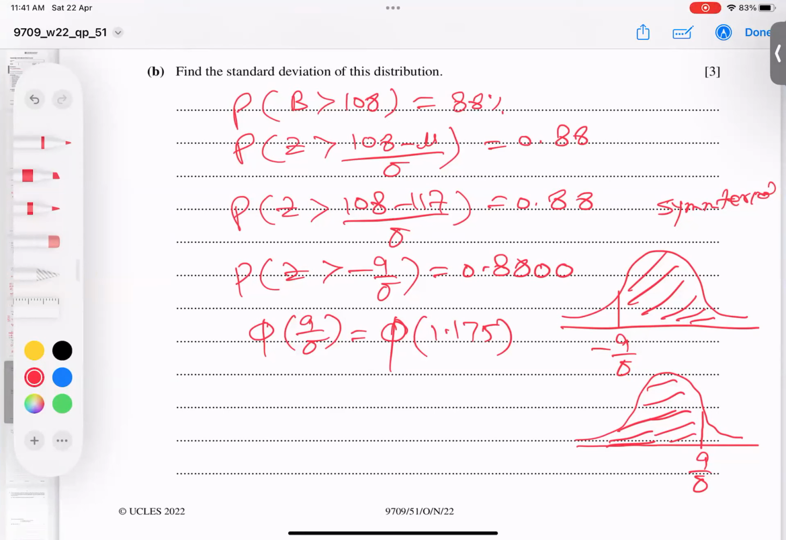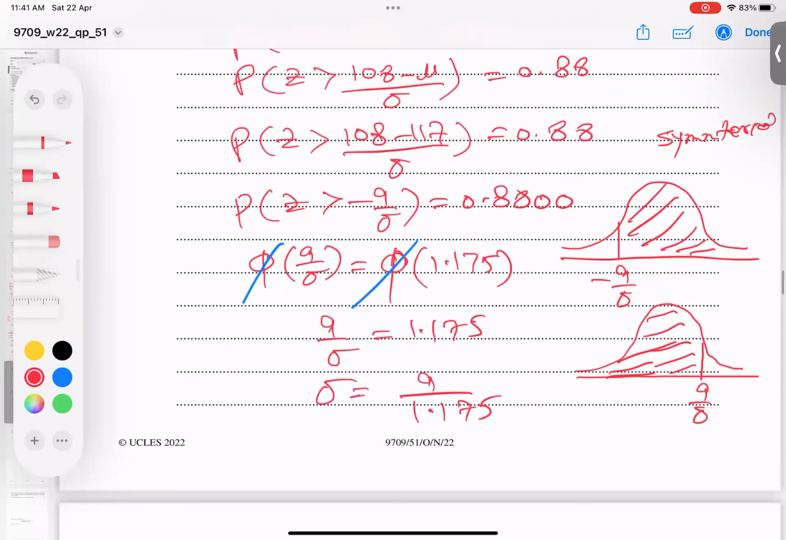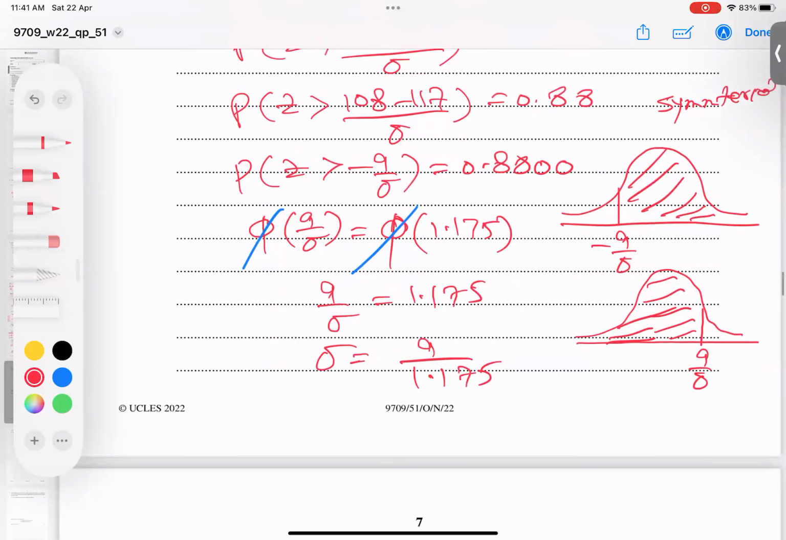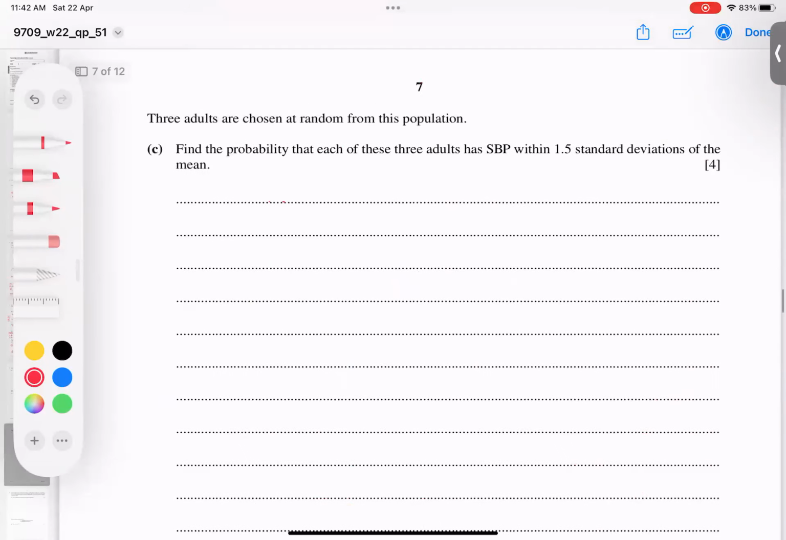And now I can cancel this 5 from both ends. So 9 over sigma equals 1.175. When you multiply, this sigma goes there and this comes down. So sigma equals 9 over 1.175, and 9 divided by 1.175 gives 7.665, so it becomes 7.67 after writing in 3 SF. I hope the point is very clear. Let's go for the next question.